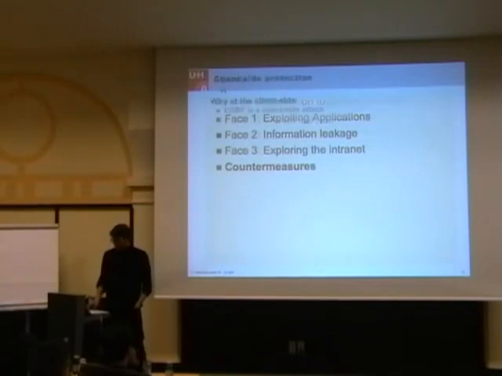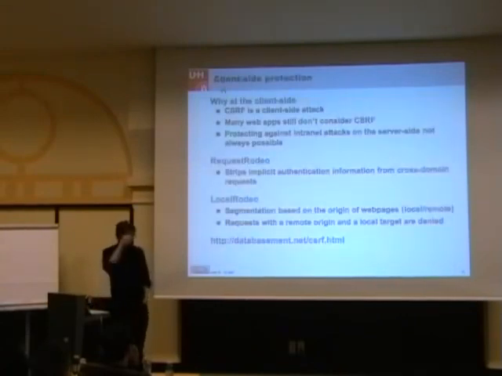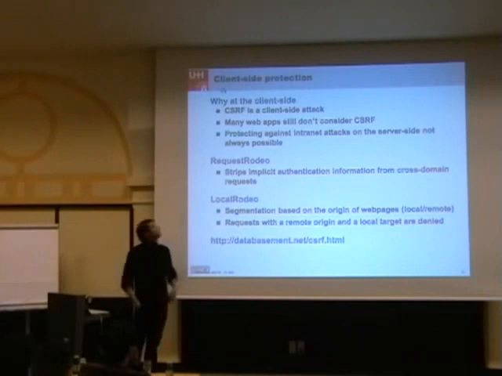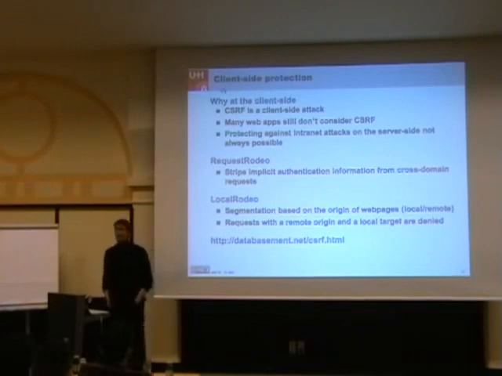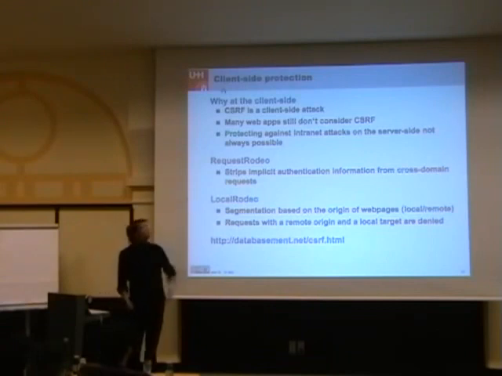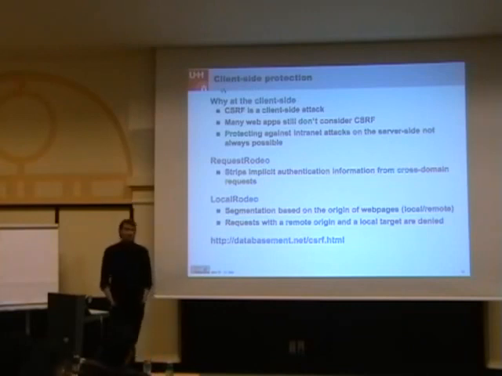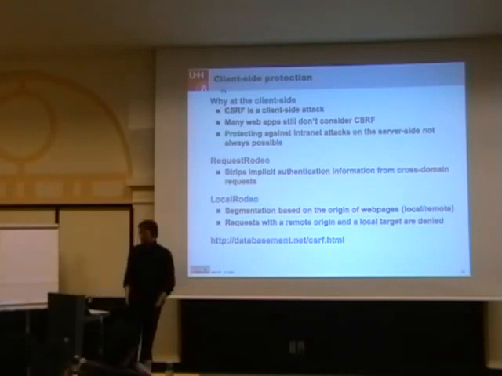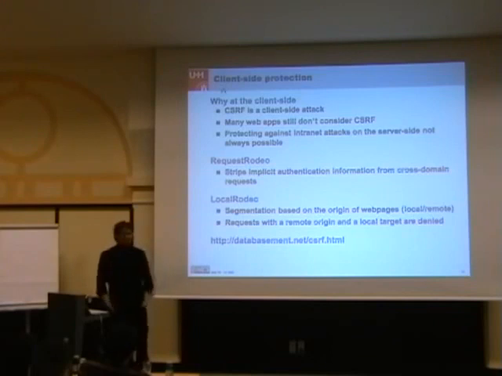Okay, countermeasures. This is basically two slides to tell you what I'm actually doing. I'm not investigating those vulnerabilities. Usually, I try to fix those, and we've built two countermeasures at our university. Both take effect in a web browser, so we built two browser extensions to protect against attacks that try to exploit applications. We built an extension that drops all implicit authentication information from cross-domain requests, which is rather unobtrusive and works.